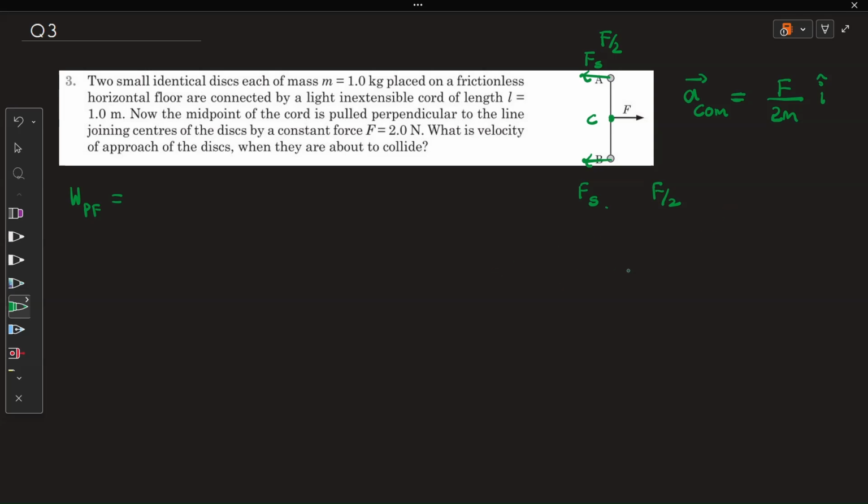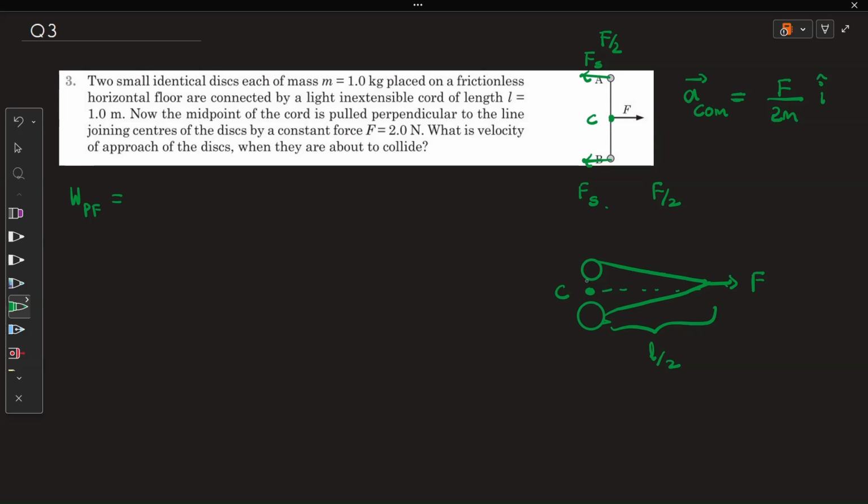With the center of mass as the frame, what is the final position? The final position of the bodies would be around just before collision. It will be around this way, correct? And F acts here, and at that particular point it would be L/2 just before collision. So to calculate the velocity of approach, this distance would be L/2. I'm just considering just before collision. The center of mass is not displaced.